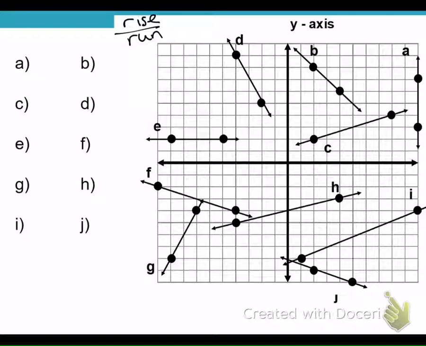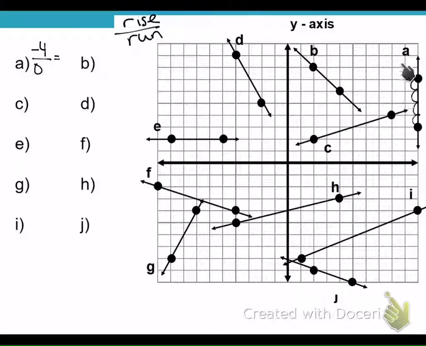So on this one, it doesn't really matter which point you start at. Let's count our rise. So 1, 2, 3, 4. So if I go down 4, and how much am I running? None. What is any number divided by 0? Type it in your calculator. Error.